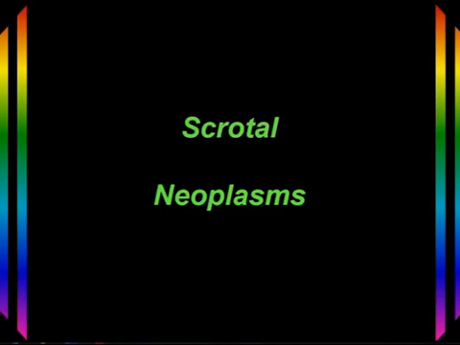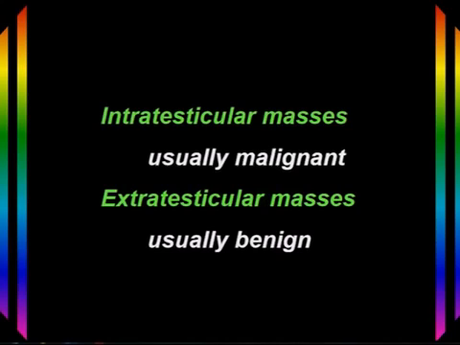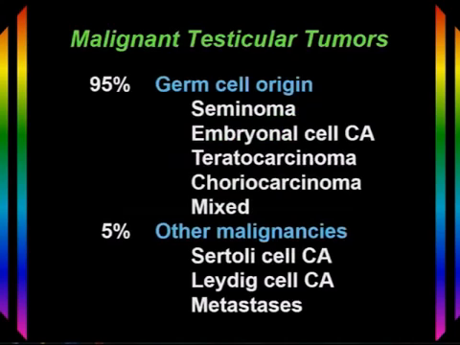One of the most important reasons we do ultrasound of the scrotum is to look for testicular or other scrotal neoplasms. It's important to immediately determine whether a mass in the scrotum is intratesticular, because those masses are typically malignant, or extratesticular, which are usually benign lesions. Testicular tumors are mostly malignant. The most common kind are germ cell tumors.